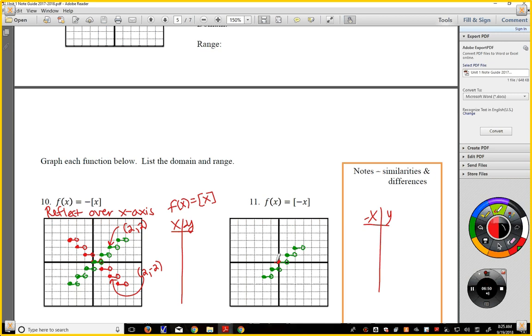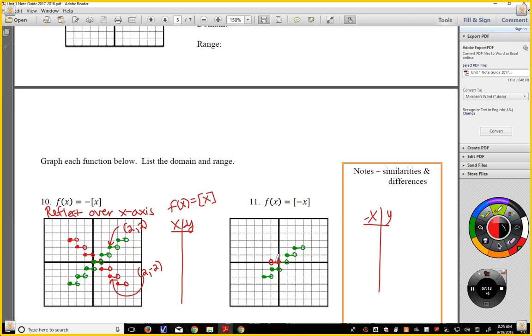Okay. What about this open point? It was at positive 1, 0. Where will it be now? Negative 1, 0, if I'm changing the sign of the x's in each point. So this step is now being transformed like this. Okay? Let's look at another step.